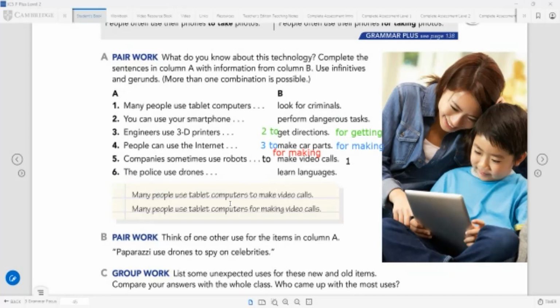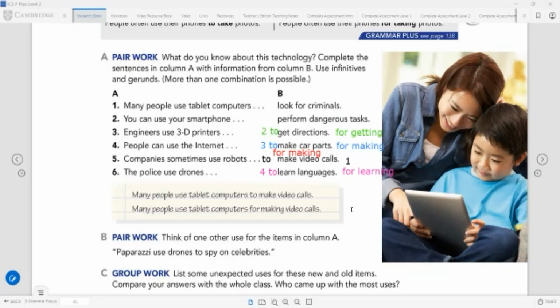Many people can use the internet. Number four, to learn languages. That would be the infinitive, and the gerund, for learning languages. We continue with number five.